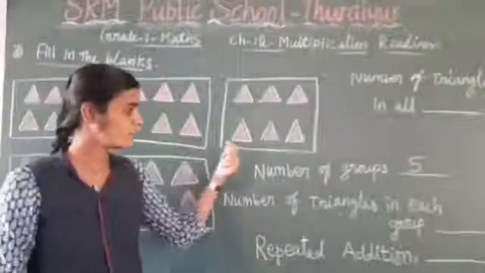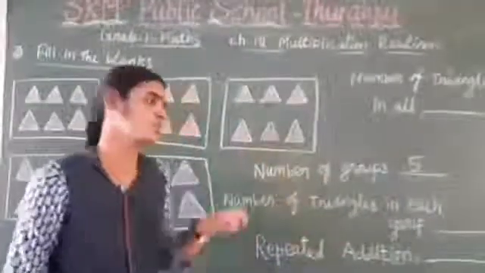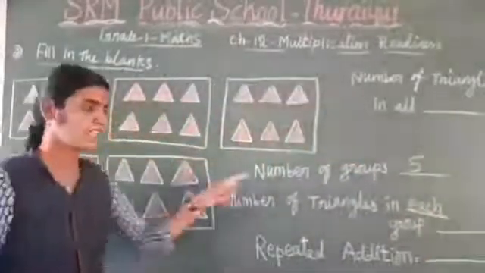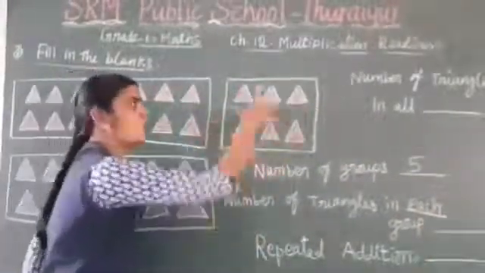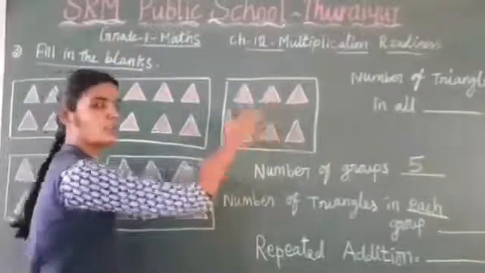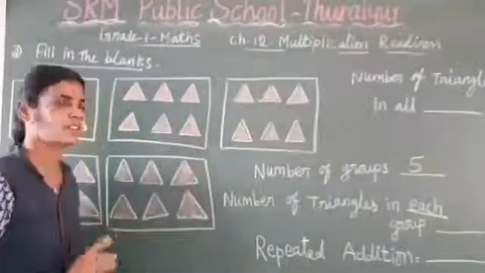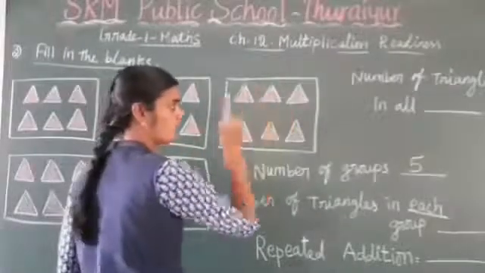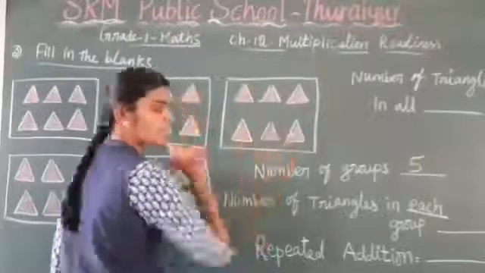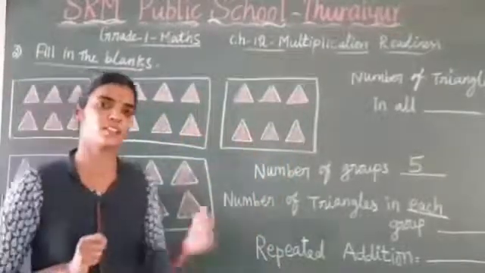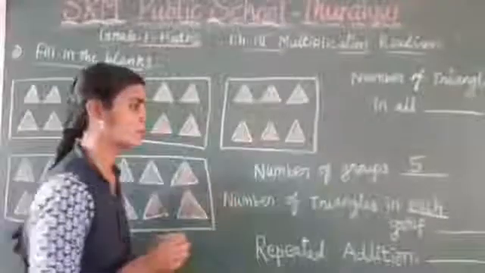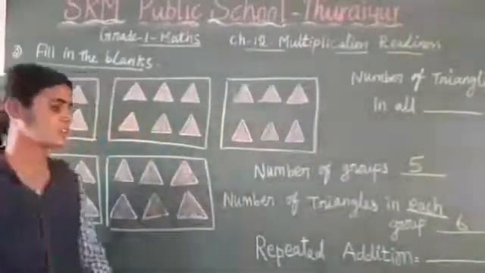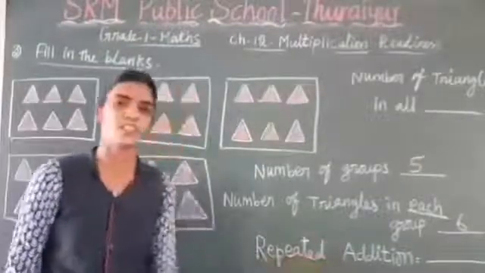Number of triangles in each group. In each, this word you have to listen. Each group means in one group how many triangles. Let us start to count. 1, 2, 3, 4, 5, 6. So in one group how many triangles are here? 6 triangles. So we have to write 6 in this dash. Next one, repeated addition.